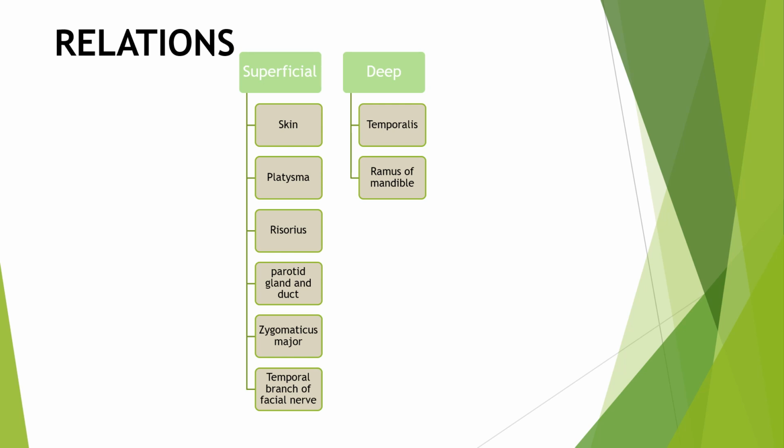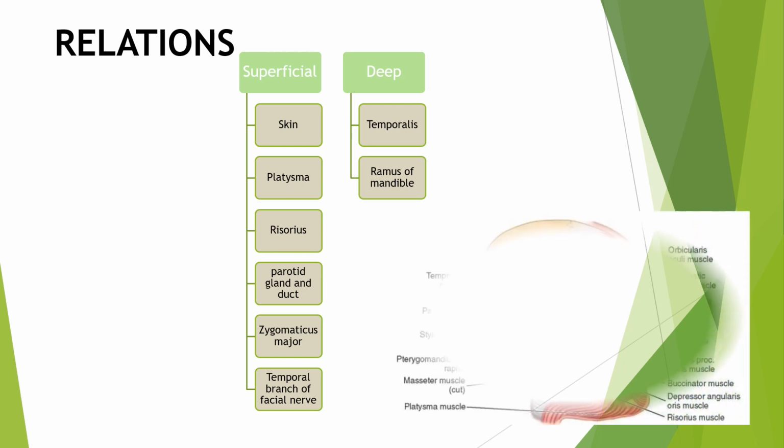The superficial and deep relations of this muscle are: superficially skin, platysma, risorius, parotid gland and duct, zygomaticus major, temporal branch of facial nerve. Deep structures are temporalis and ramus of mandible. Now let's discuss the lateral pterygoid muscle.